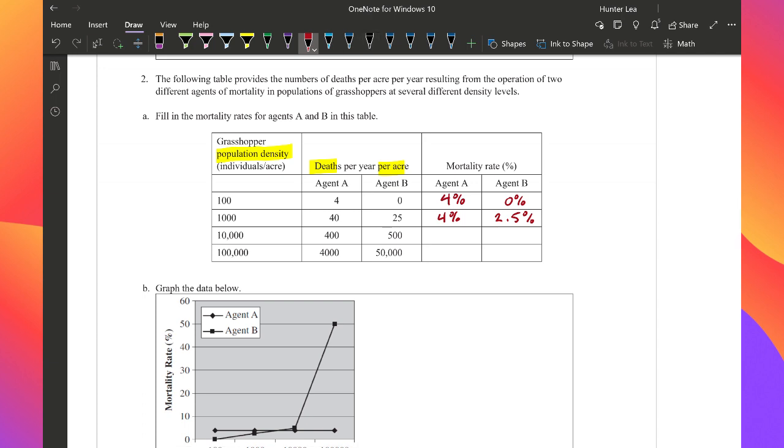$10,000 individuals per acre. And again, we're just adding a 0. We've got 400 deaths by Agent A. Are we seeing a trend emerge here? But we have 500 individuals killed by Agent B. 500 divided by 10,000 is simply 5%, or 0.05.